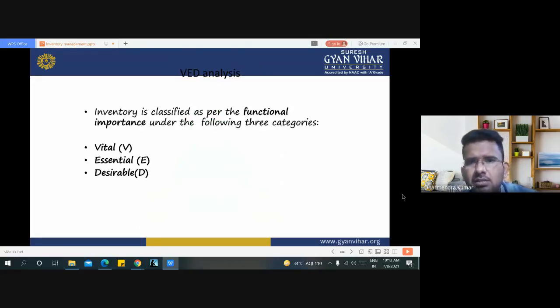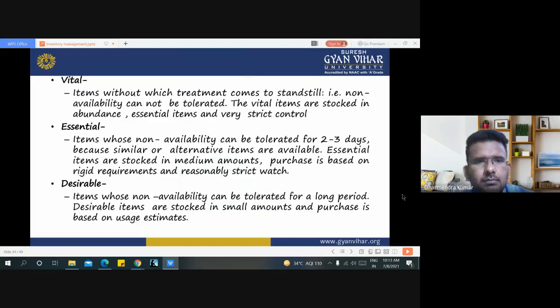Inventory is classified by functional importance under the following three categories. The VED analysis is on the basis of the functional importance. One is vital, one is essential, and another one is desirable. In the vital category, items are those without which treatment comes to a standstill and non-availability cannot be tolerated. The vital items are stocked in abundance, with very strict control.